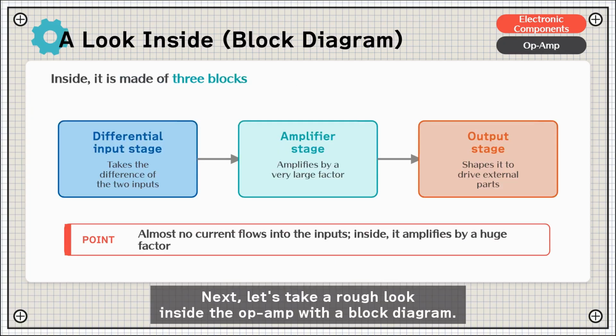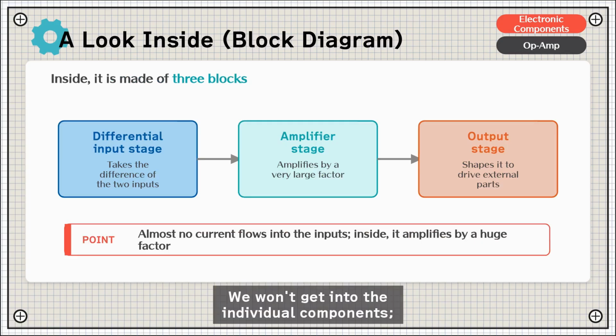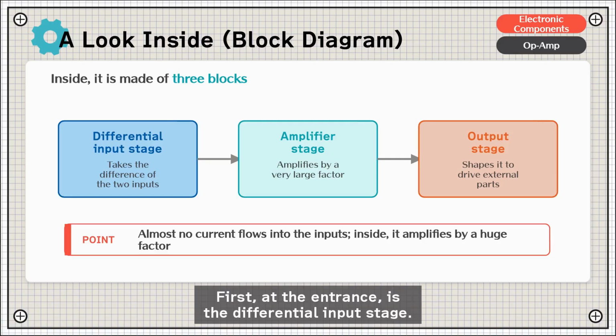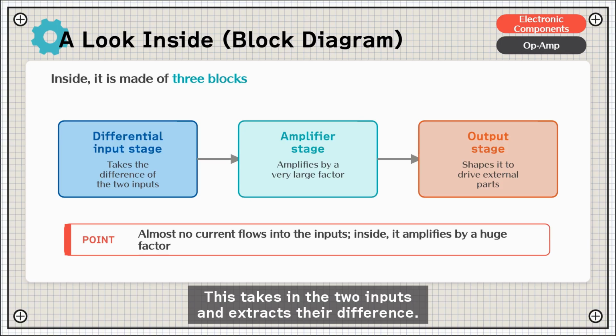Next, let's take a rough look inside the op-amp with a block diagram. We won't get into the individual components. Thinking of it as 3 blocks is plenty. First, at the entrance is the differential input stage. This takes in the two inputs and extracts their difference. It's built so that almost no current flows into the inputs.